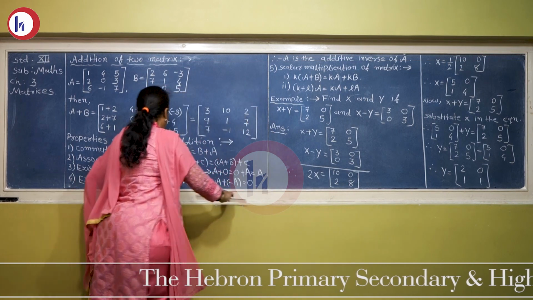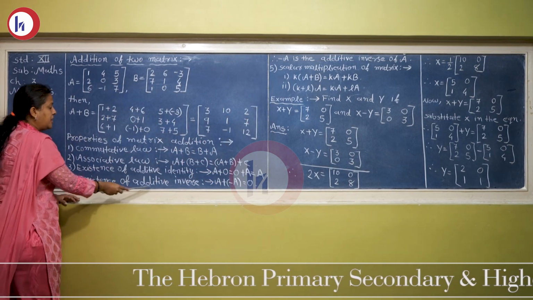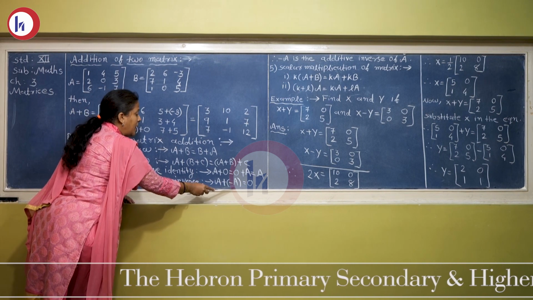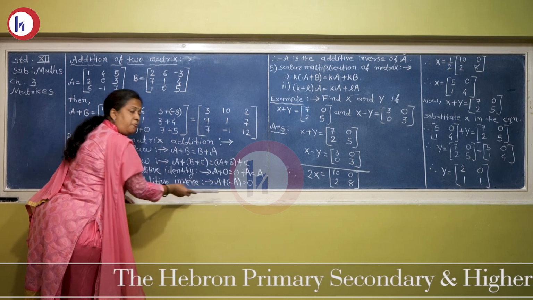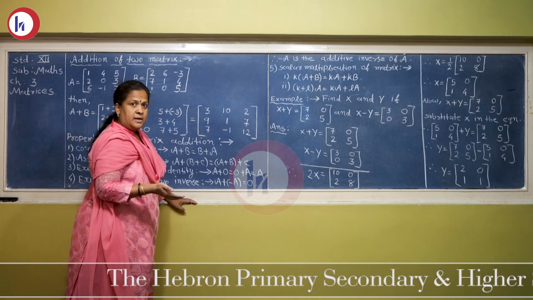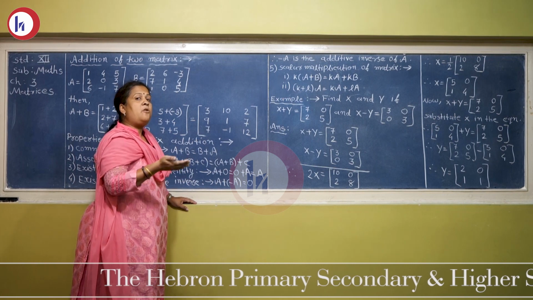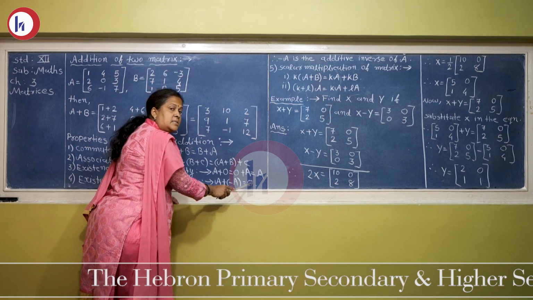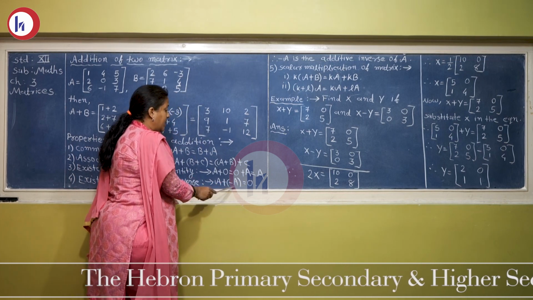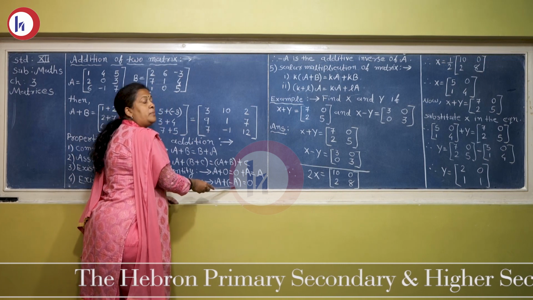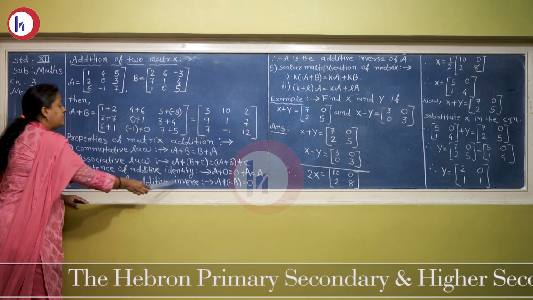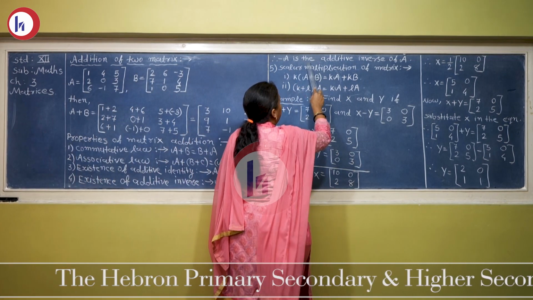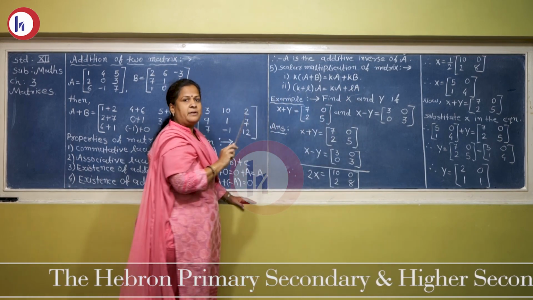The next one, that is the existence of the additive inverse. Here A plus minus A equals 0. So what it indicates? It indicates that if you take the negative of any matrix and add that to the matrix, then our answer becomes the 0 matrix. That's why minus A is known as the additive inverse of the matrix. So here I have written that minus A is the additive inverse of the matrix A.